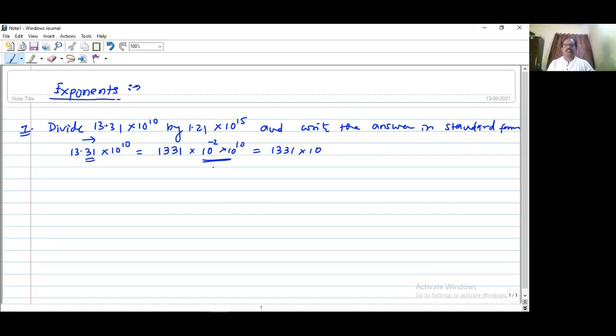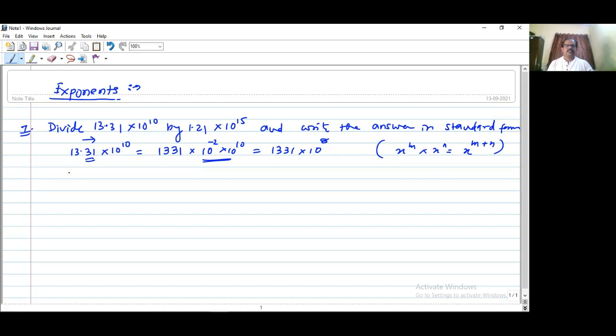Here again we need to use the laws of exponents: 10 raised to minus 2 into 10 raised to 10. It is in the form of x raised to m into x raised to n, the multiplication of two exponents with equal base, right? So what would it be? It is equal to x to the power m plus n. Here m is minus 2 and n is 10, so 10 plus minus 2 means 10 minus 2, which is 8, right? So we have converted this decimal number into integer form this way: 1331 into 10 raised to 8.